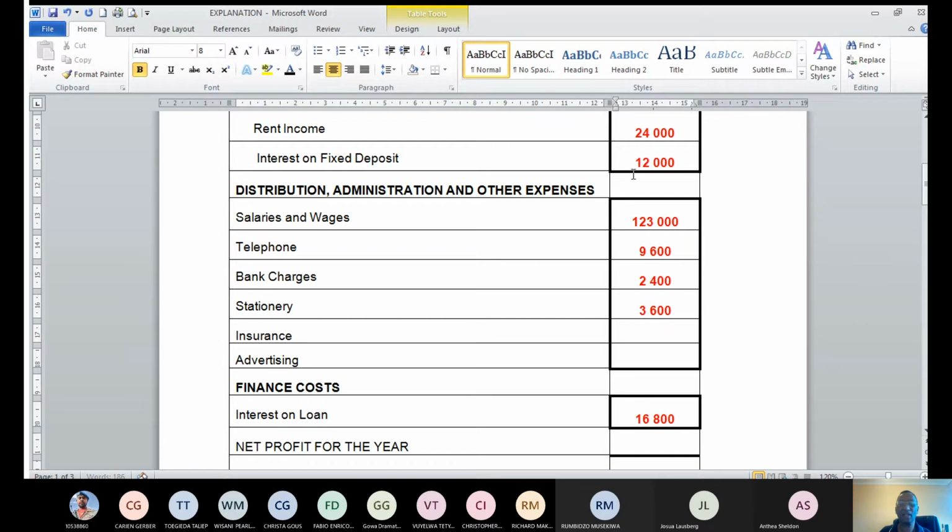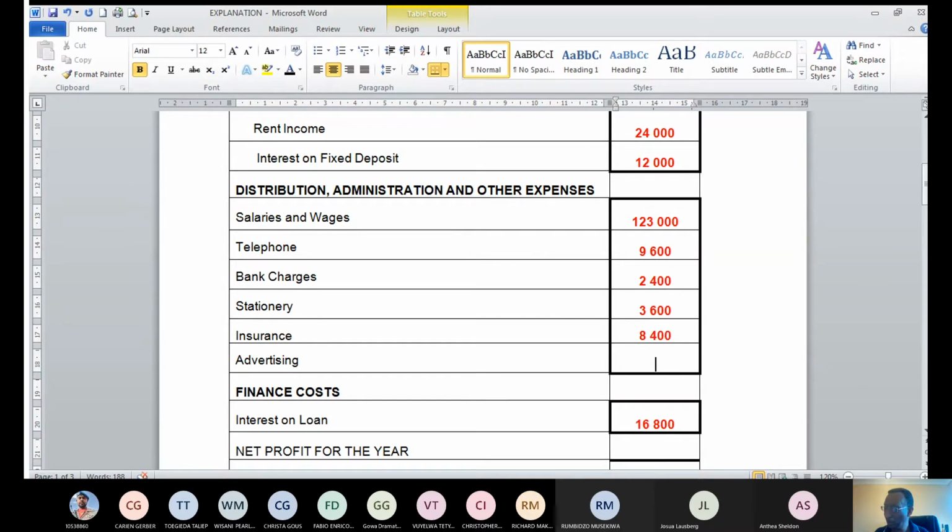The next expense that you will have there is your expense now for insurance. Your insurance for the year amounted to 8,400 Rand. And your advertising, which is your next expense, amounted to 6,500 Rand. We have now accounted for all our expenses, either under distribution, administrative and other expenses, or under finance costs.